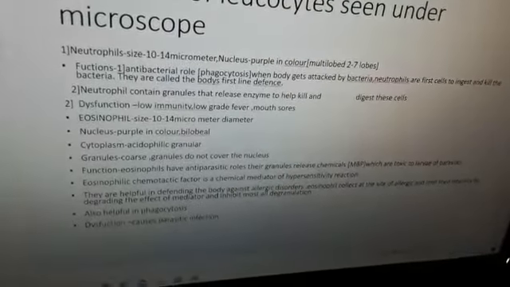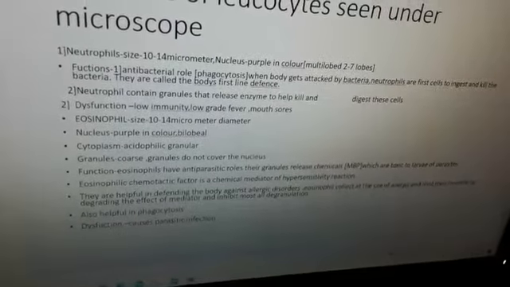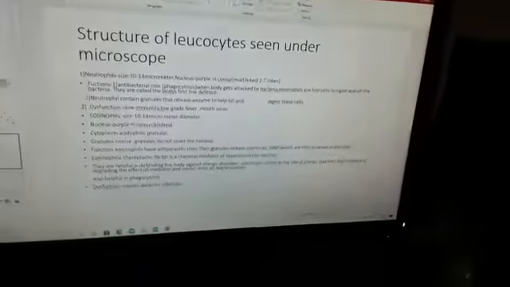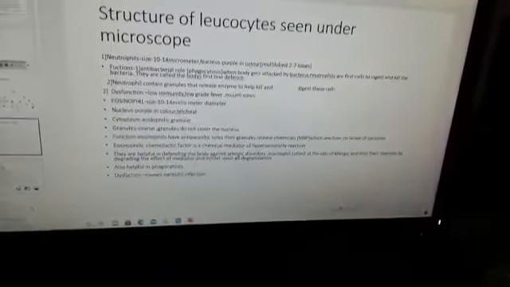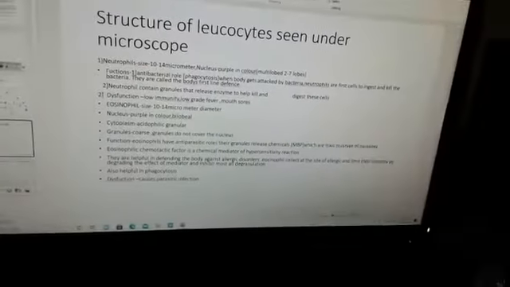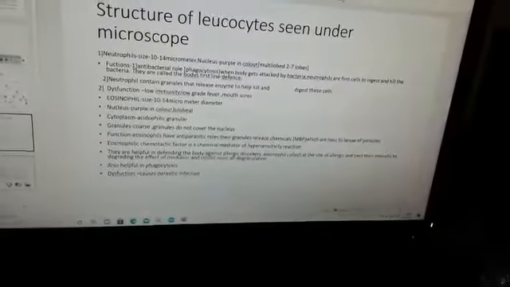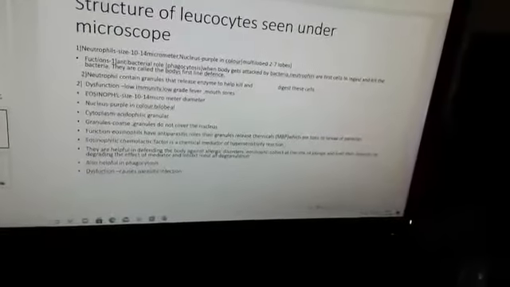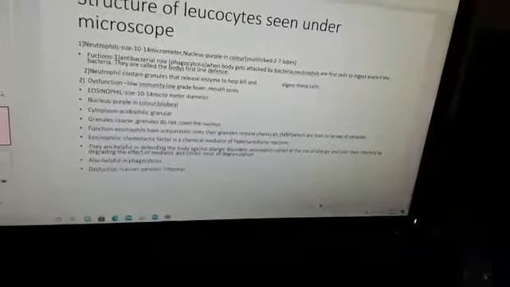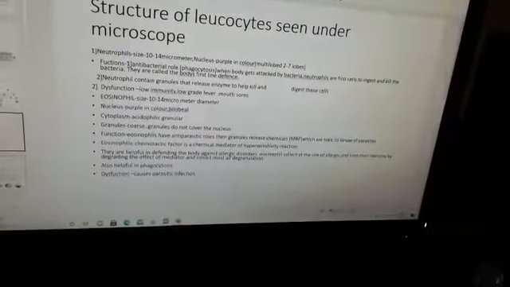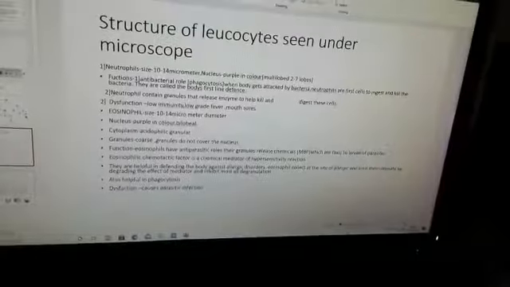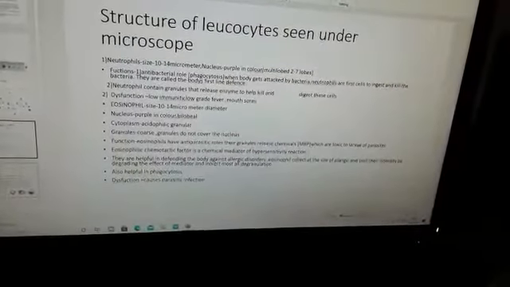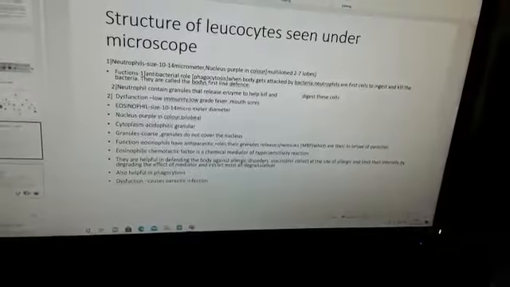WBC also has a defensive function. Neutrophil is a component of the WBC. WBC means leukocytes. Size is 10 to 14 micrometer, nucleus purple in color, multi-lobed, 2 to 7 lobes. Function: antibacterial role, phagocytosis. Neutrophils are the first cells to ingest and kill the bacteria, called the body's first line of defense. Neutrophil contains granules that release enzymes to help kill and digest these cells.